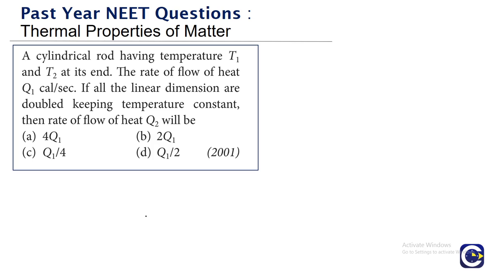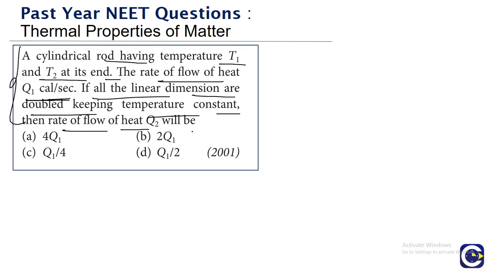Next we have a question which is based on, again, the thermal conduction concept. A cylindrical rod having temperature T1 and T2 at its end. The rate of flow of heat is Q1 calories per second. This is the rate of flow of heat, means this is the rate of conduction. If all the linear dimensions are doubled, keeping the temperatures constant, then the rate of flow of heat is Q2. Means we have to tell the Q2 value in terms of Q1.